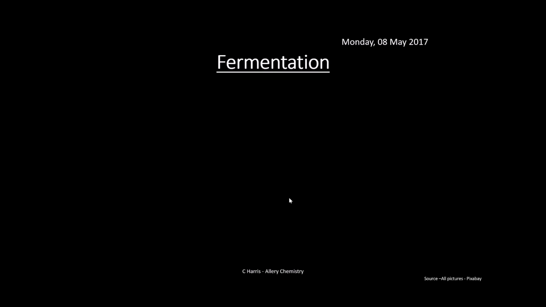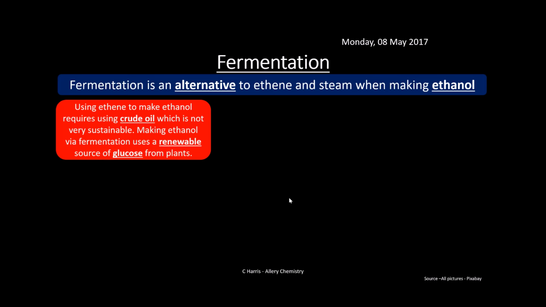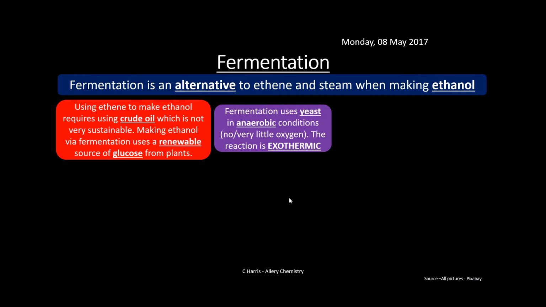Okay, so let's look at fermentation. Remember we looked at that last time as a sustainable way of producing an alcohol, or alkenes, because you make alkenes obviously from alcohols. So it's basically just an alternative to ethene and steam when making ethanol. So fermentation, unlike the previous step where the ethene was taken from crude oil, is just a different way of making your alcohol. Like I say, it's a more renewable source, and it's basically made from glucose from plants.